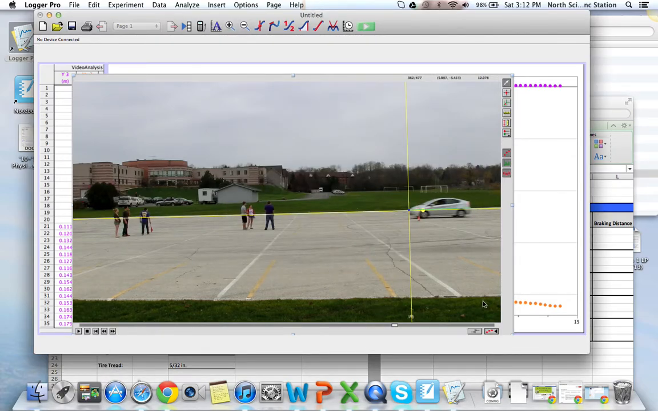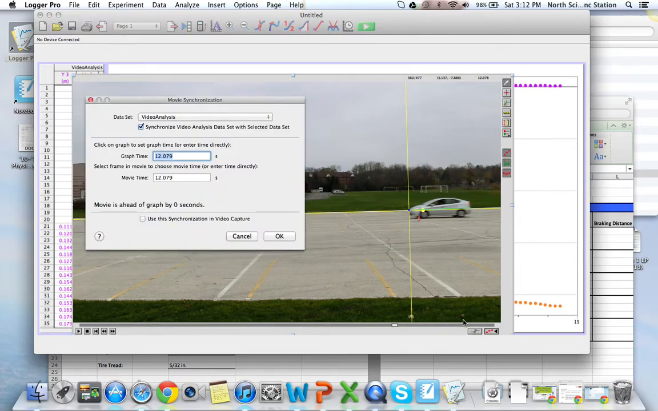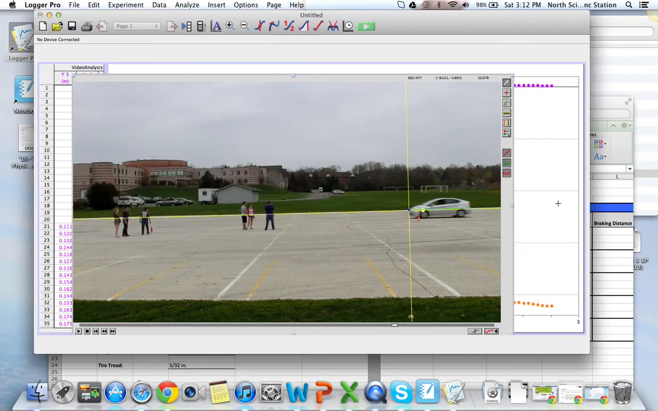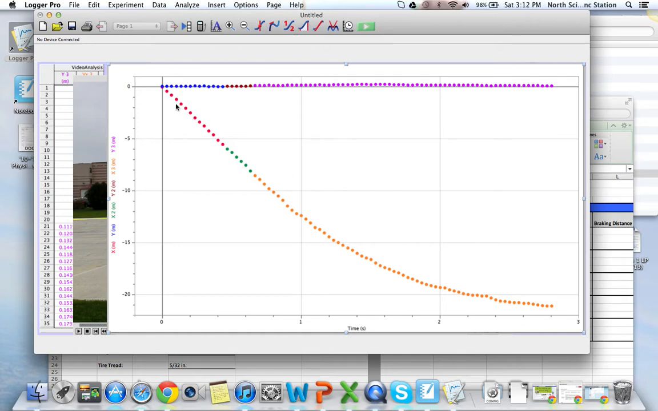Okay, at this first point, I clicked on this little button, and I had my graph time start at 0. So in other words, at the origin, at 0 seconds, that's when it hit the cone. Then I clicked OK, and you'll see you have these graphs with different colors. You have the first set of colors for the constant velocity. This green part is the reaction time, and then the slowing down part.